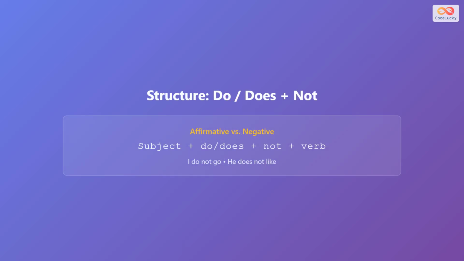To make a negative sentence in simple present, we use the structure subject plus do or does plus not plus the base verb. For example, I do not go or he does not like. The choice between do and does depends on the subject pronoun.